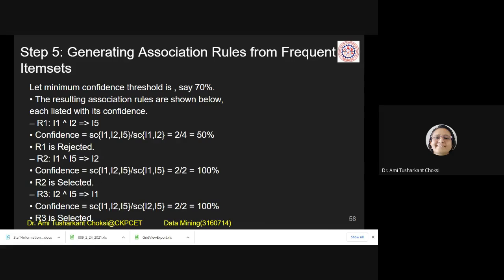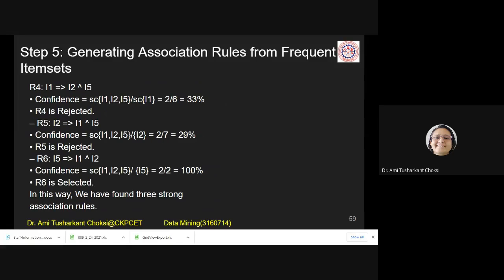So we can do the same for other rules. Check the confidence, and check whether it is greater than or equal to the minimum confidence. If it is so, accept it. Right. Some more rules are given here.